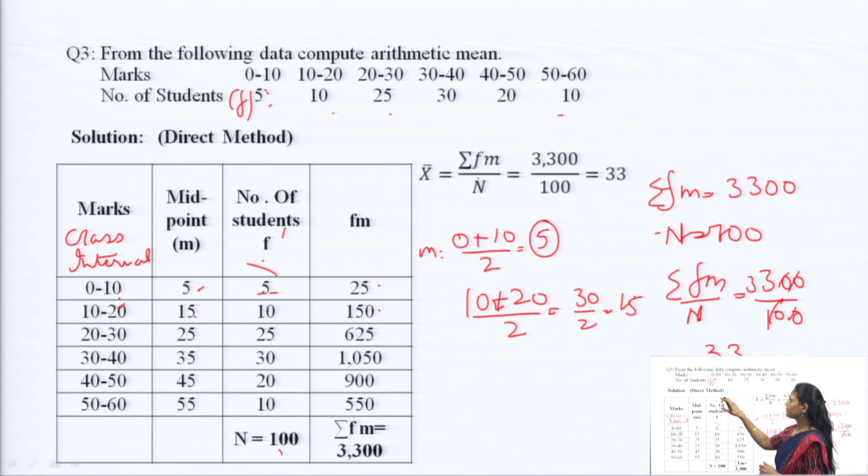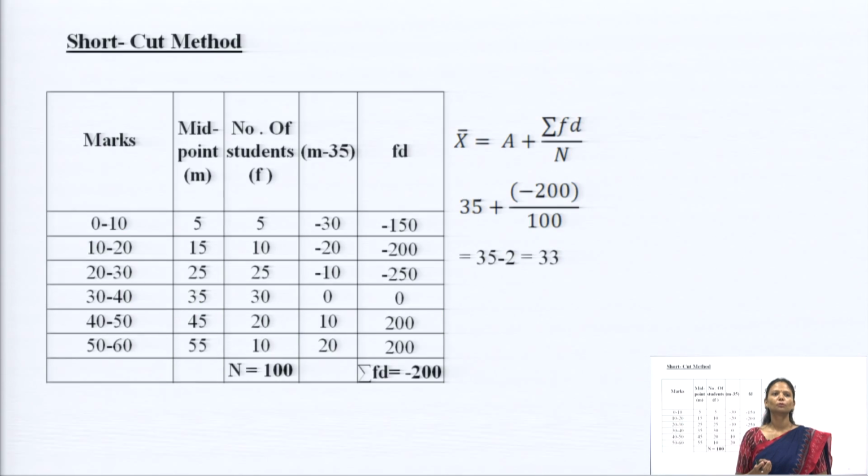Now, this question we did with the help of the direct method. If we do the same question with the help of the shortcut method, there is an assumed mean in the shortcut method. We will find the same answer as well. That is why I am telling you, whichever method you practice for a single question, either the direct method or the shortcut method, you will land on the same answer.